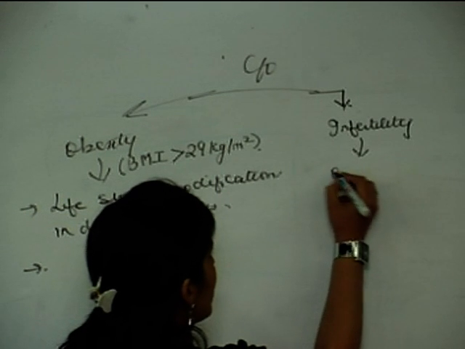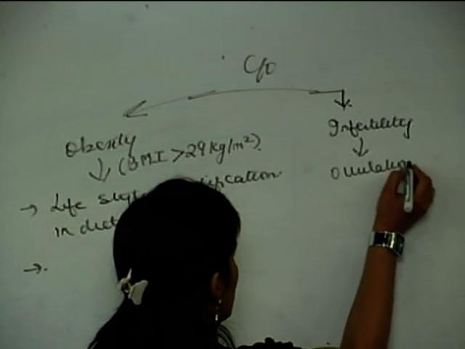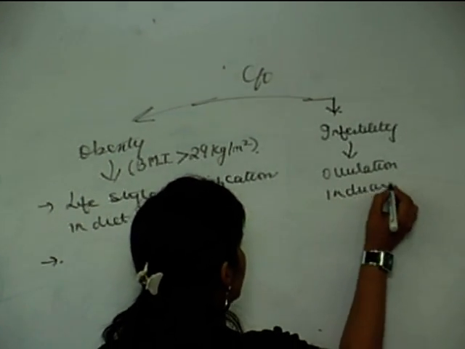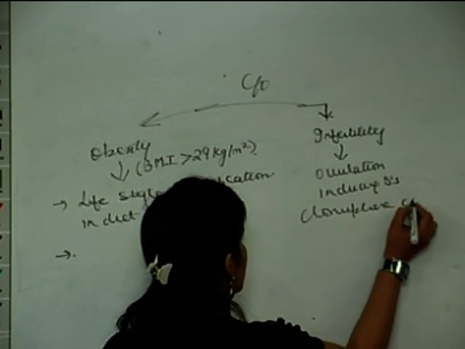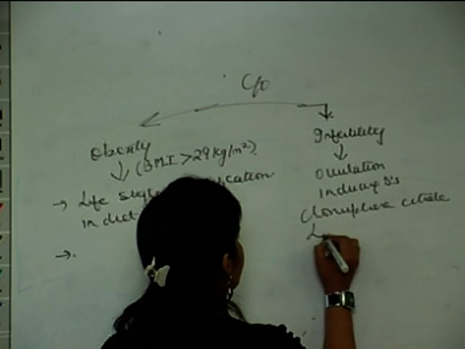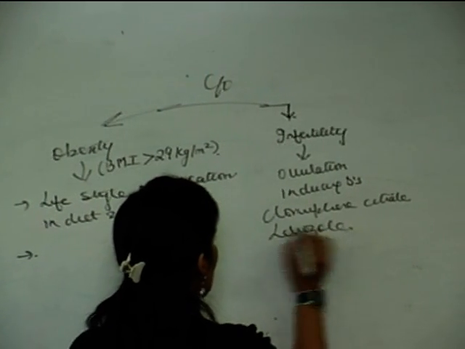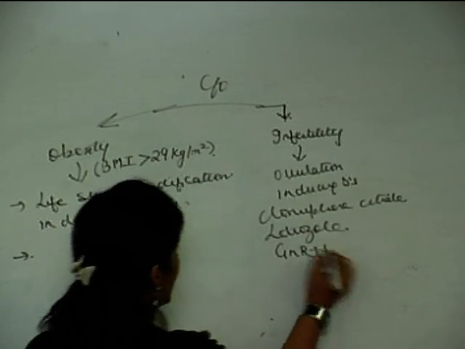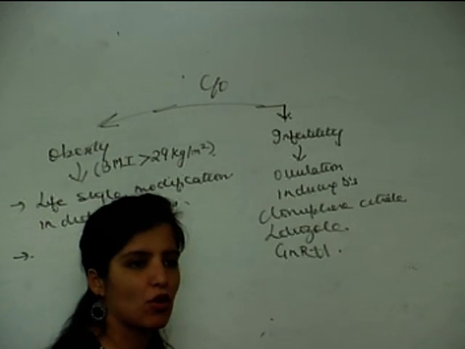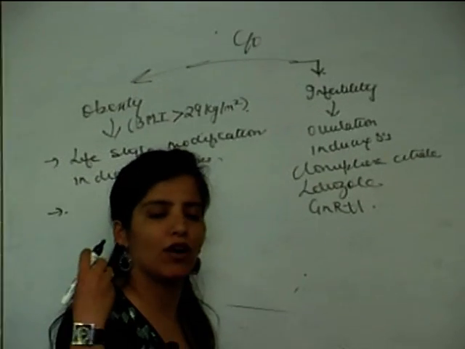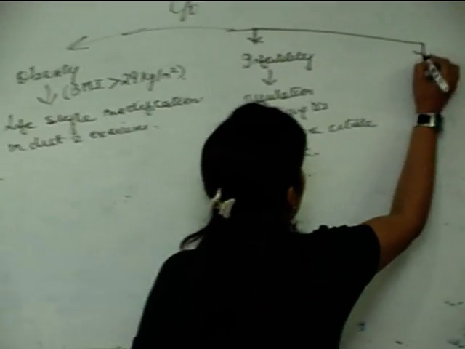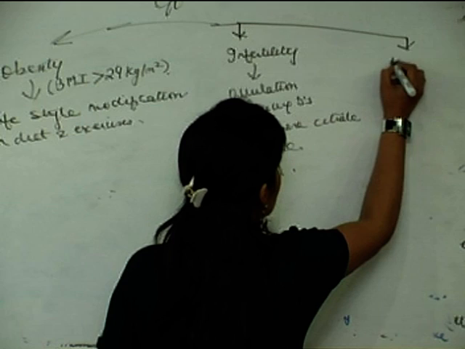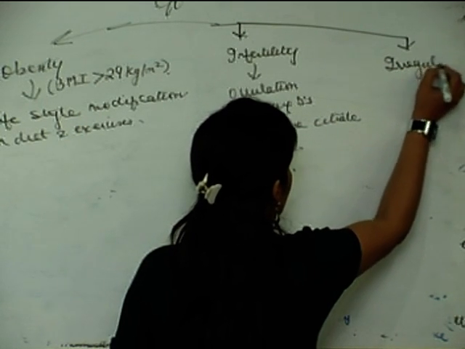here we are going to advise ovulation inducing drugs like clomiphene citrate, letrozole or GnRH. And as I told you, in case of PCOD, infertility is very easily treatable. Number three, if patient is coming to us because of irregular menses.